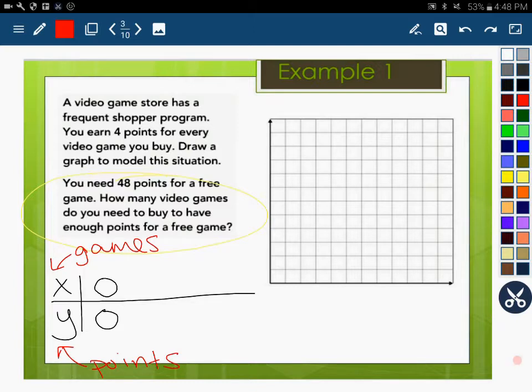Now, can you switch those two things? Yes, but I feel this makes more sense because you buy games to earn points. The points depend on how many games you buy. X is always going to represent the independent variable. It doesn't rely on anything. But Y represents the dependent variable. It relies on whatever X is in order to get its value.